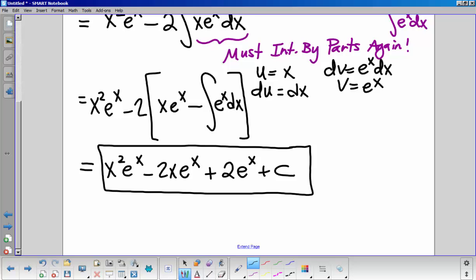All right. Would you like to know a shortcut method when you have a polynomial like this times an exponential?